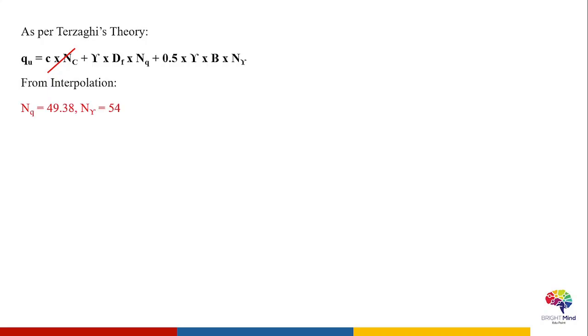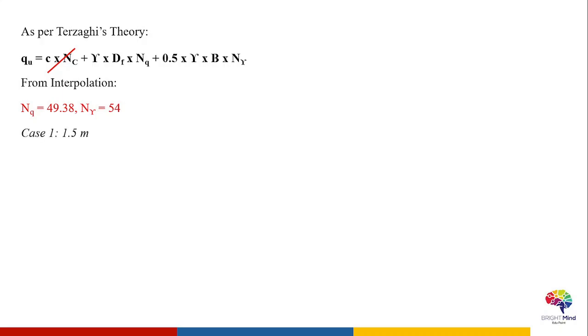Now we know, as per Terzaghi's theory, the equation for ultimate bearing capacity qu is written as c into Nc plus gamma into Df into Nq plus 0.5 into gamma into B into N gamma. Now since this soil is a sandy soil in which the value of c is 0, the first term is considered as 0. Now we'll make use of interpolation, and corresponding to angle of friction of 36 degree, we'll find the value of Nq and N gamma, which comes out as 49.38 and 54 respectively.